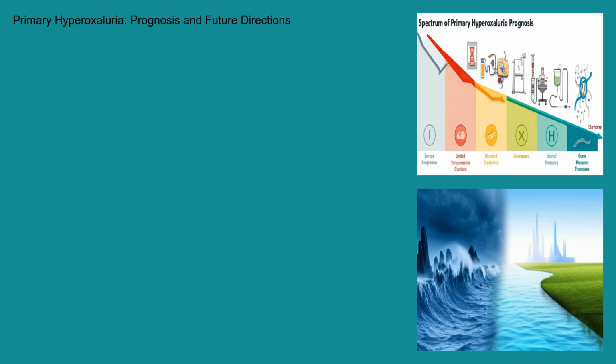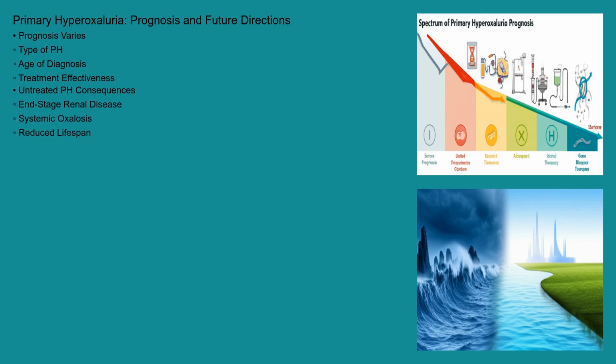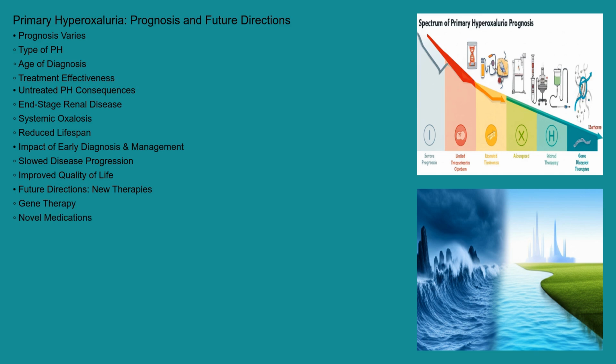The prognosis for people with primary hyperoxaluria varies depending on the type of PH, the age of diagnosis, and the effectiveness of treatment. Without treatment, PH can lead to end-stage renal disease and systemic oxalosis, which can significantly shorten lifespan. However, with early diagnosis and appropriate management, the progression of the disease can be slowed and the quality of life can be improved. Recent research is focused on developing new and more effective therapies, such as gene therapy and novel medications, to target the underlying genetic defects and reduce oxalate production. These advances offer hope for a better future for individuals living with primary hyperoxaluria.